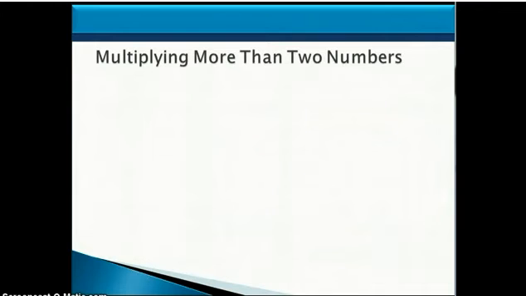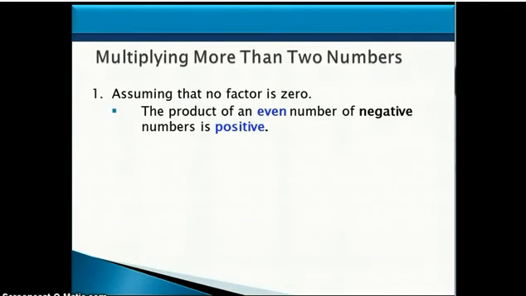What if we're multiplying more than two numbers together? Well, assuming that no factor is 0, the product of an even number of negative numbers is going to be positive. If you think about this, it should make sense. If you have an even number of negative numbers, you can pair them up. Two negative numbers together make a positive, and the next two multiplied together make another positive, and you won't have any left over that are not paired up with another negative, so you end up with a positive times a positive times a positive, which will give you a positive.